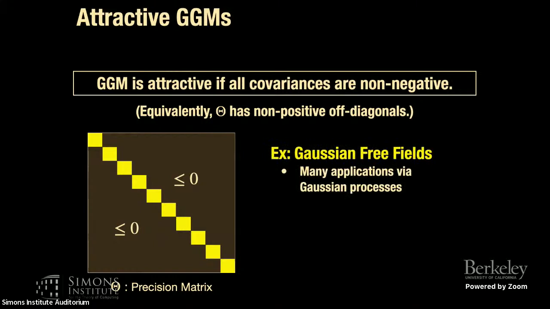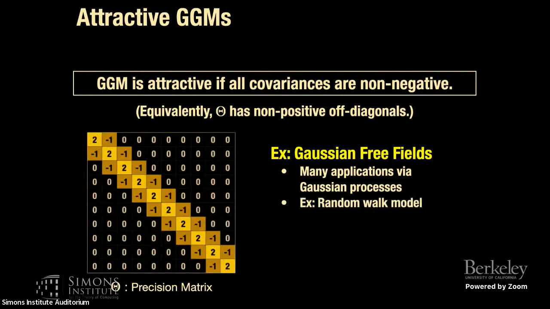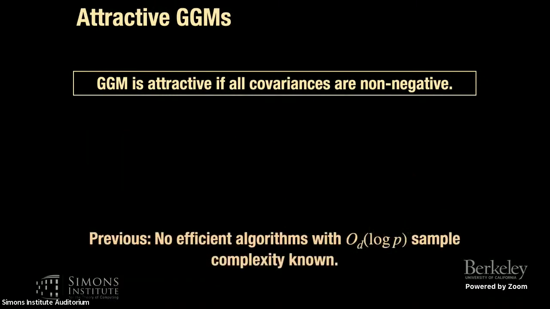This shows up in Gaussian free fields and has many applications for Gaussian processes. In particular, the random walk example that we saw is definitely an attractive model. The off-diagonal entries were just -1 or 0. Even though it's a simple attractive model, it is ill conditioned as long as the graph has long paths. So the existing results do not apply even for these attractive models, and the lower bound of log p applies here too.